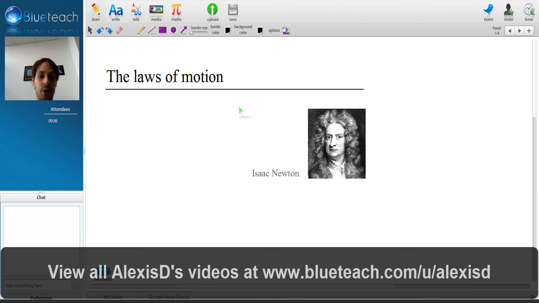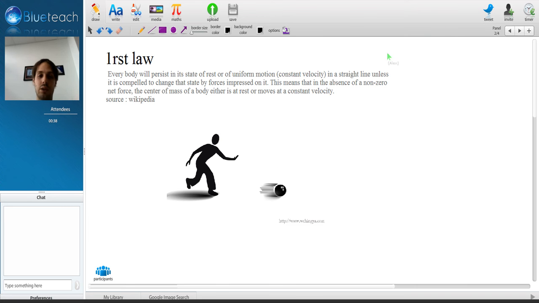three laws of motion. The first of those laws is that every body or every object will persist in its state either of rest or of uniform motion in a straight line unless it is compelled to change that state by forces that are impressed on it.